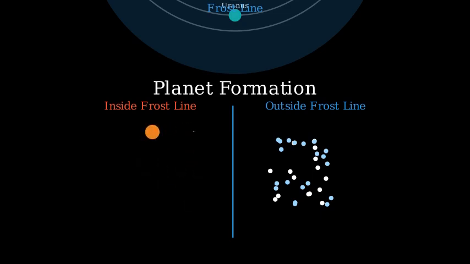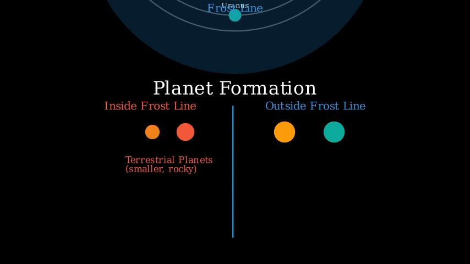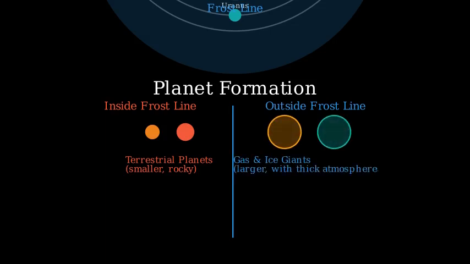Outside the frost line, the availability of ice particles provided much more solid material. This allowed the formation of larger cores that could then attract thick atmospheres of hydrogen and helium gas. The result was the formation of the gas and ice giants, Jupiter, Saturn, Uranus, and Neptune.